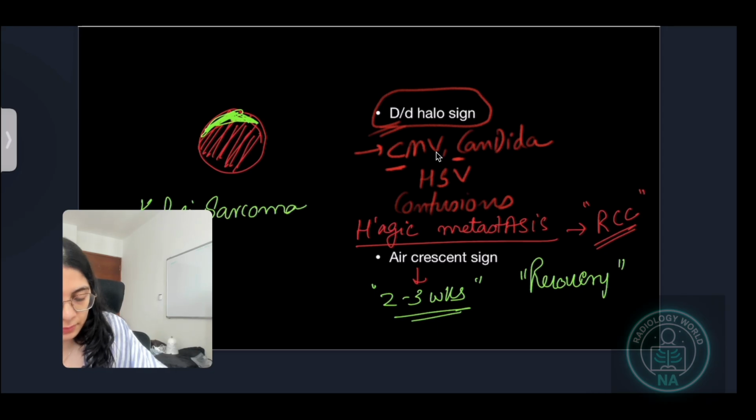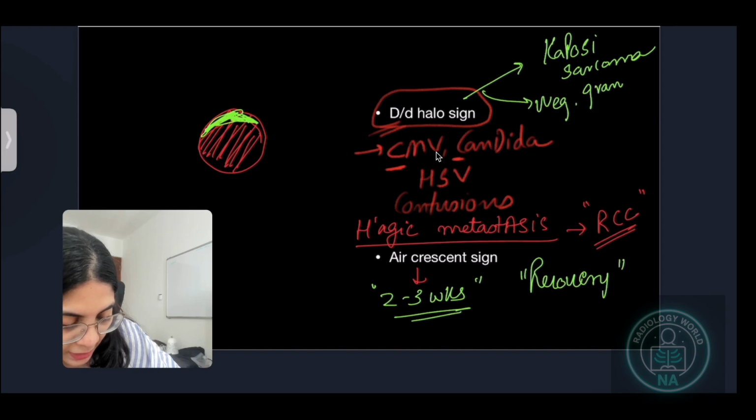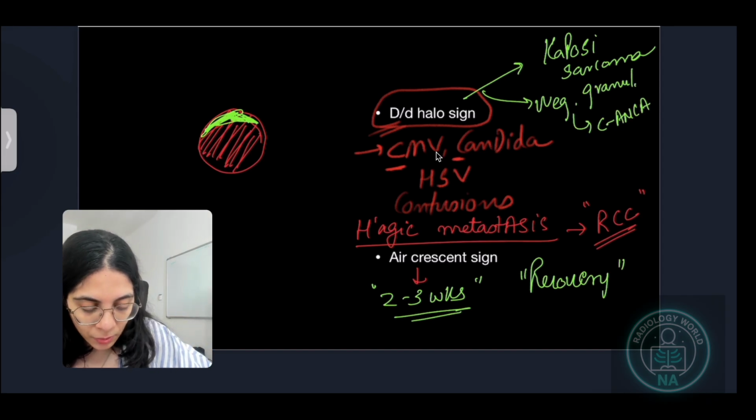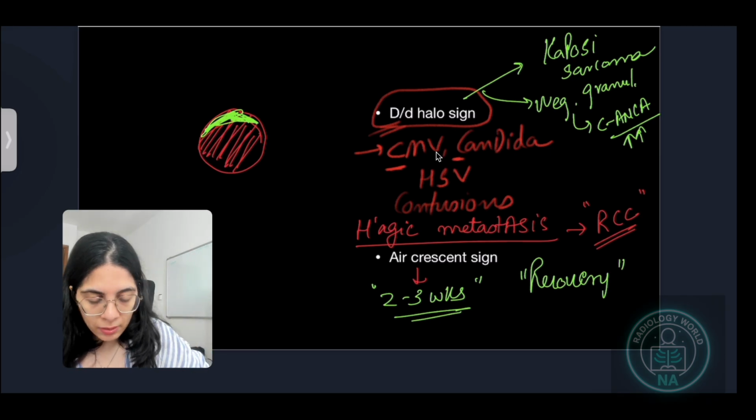So you also see halo sign in Kaposi sarcoma. And you also see it in Wegener's granulomatosis. Which antibodies do you see in Wegener's granulomatosis? So just a quick jump, it is seen with C-ANCA antibodies. They are commonly elevated in Wegener's granulomatosis. So all these conditions you need to remember where the halo sign can be seen.